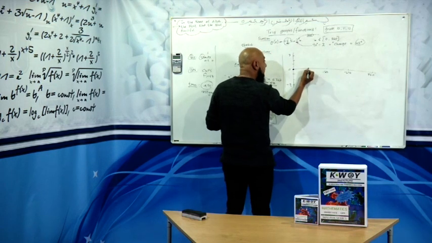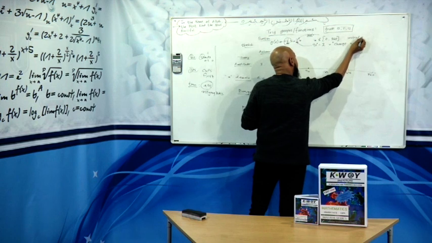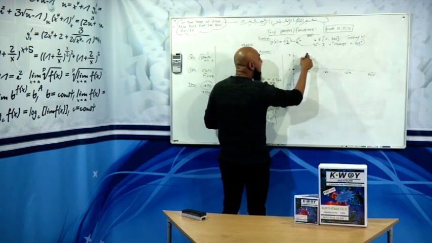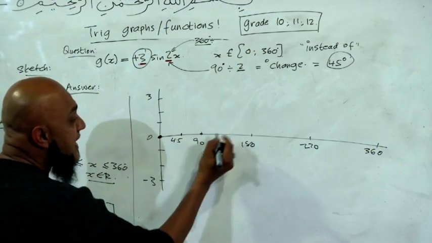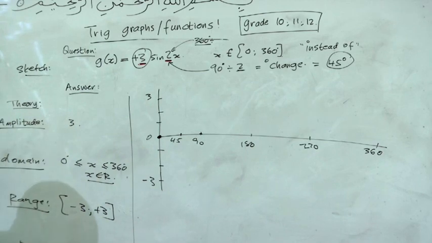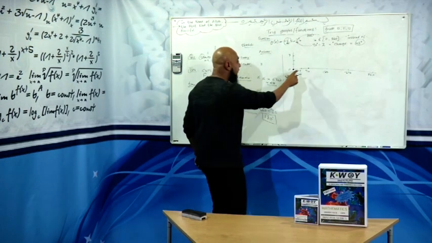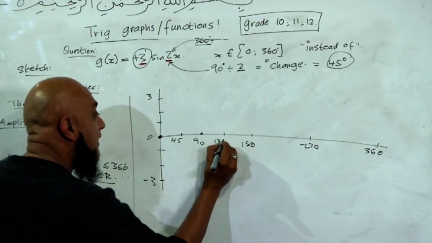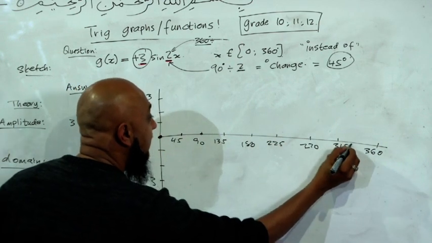Instead of the graph going and turning at 90, it will now go and turn at 45. So now your intervals won't be broken up into 90s. It will be broken up every 45 degree change. So 45, 90, 135, 180, 225, 270, 315, 360.